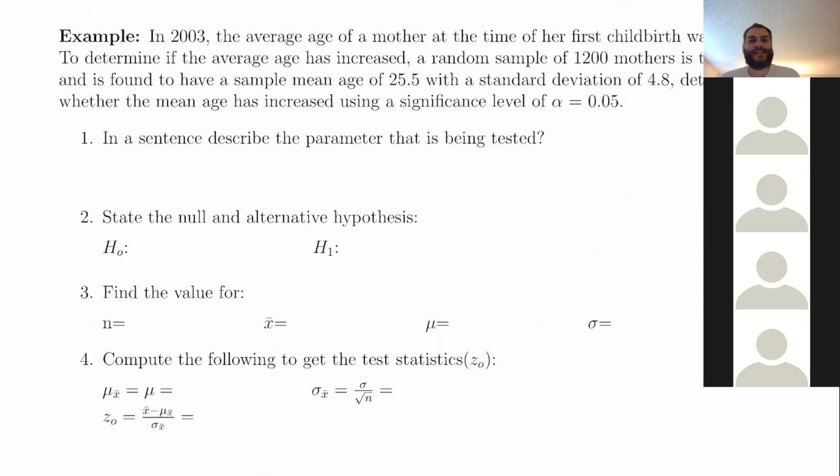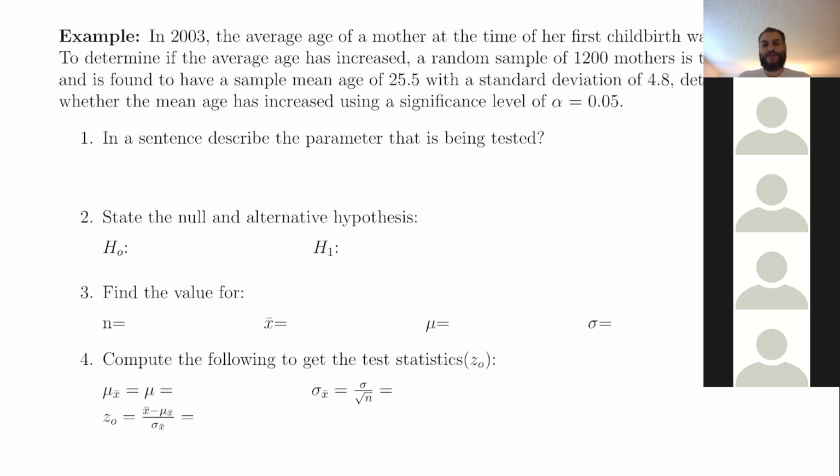For this one, it says in 2003, the average age of a mother at the time of her first childbirth was 25.2. To determine if the average has increased, a random sample of 1,200 mothers is taken and is found to have a sample mean age of 25.2 with a standard deviation of 4.8. Determine whether the mean age had increased using a significance level of alpha equal to 0.05.